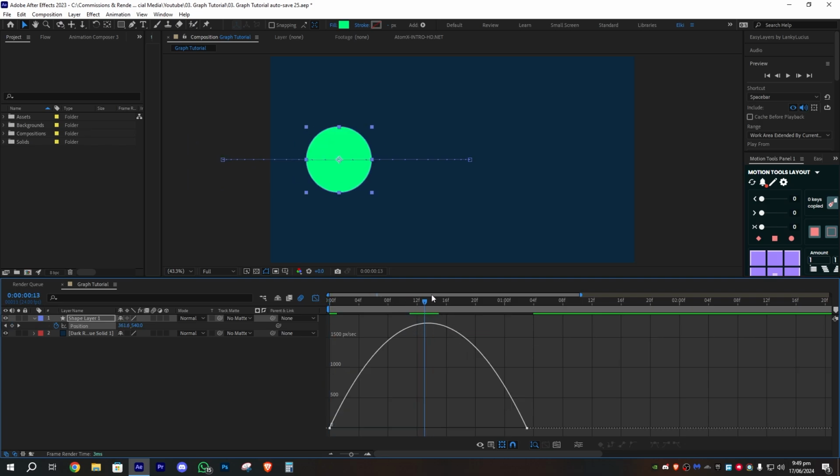Now the third basic type of graph is called a mid graph. As the name suggests, the maximum speed of the object will be in the middle, and it will be slow in the beginning and slow in the end.